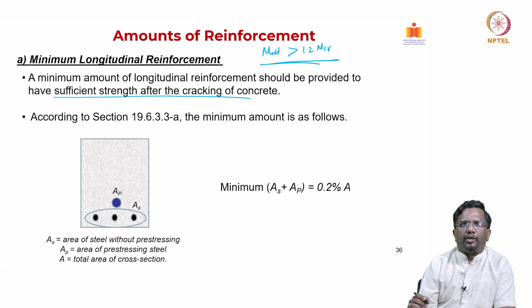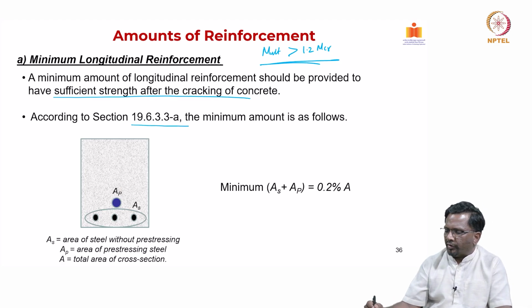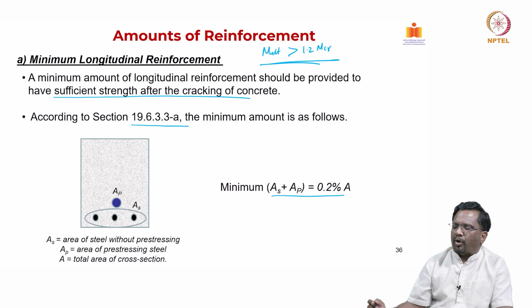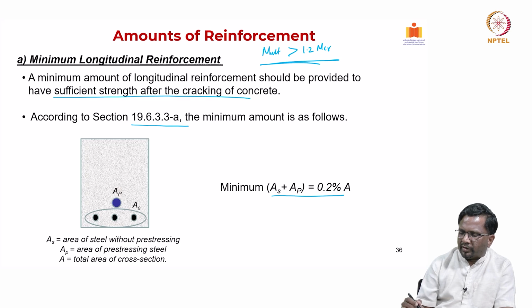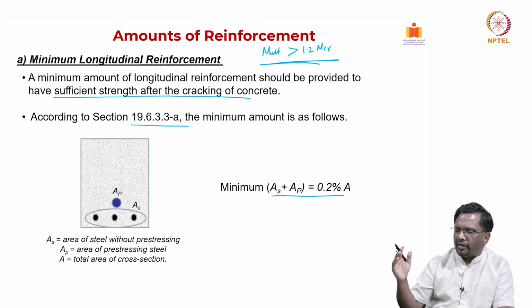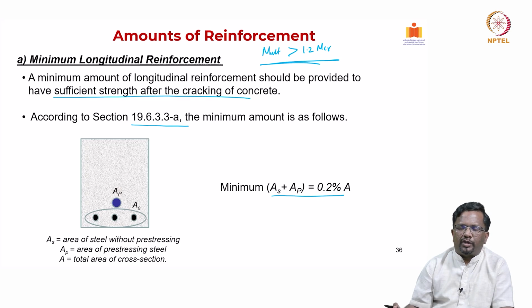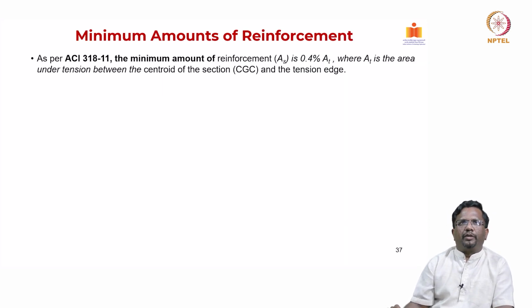Okay. According to the section 19.6.3.3, the minimum steel for both ASP and AV is 0.2 percentage of your area. It is not very high, right. So, the minimum together, the pre-stressing and non-pre-stressing steel, if I add them up, that should be at least 0.2 percentage of your overall cross section area, right. So, this is very nominal.